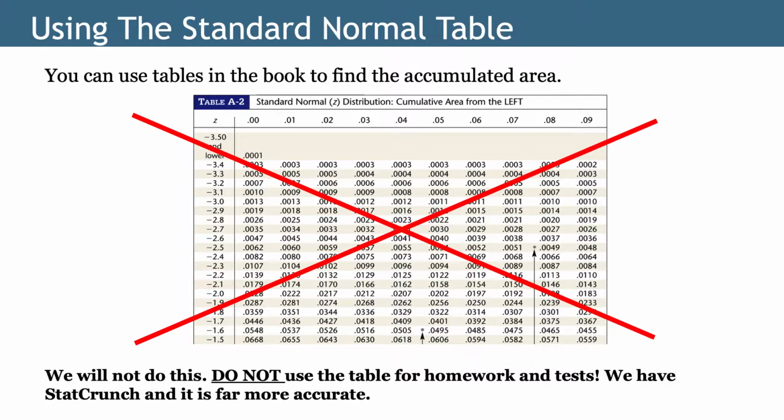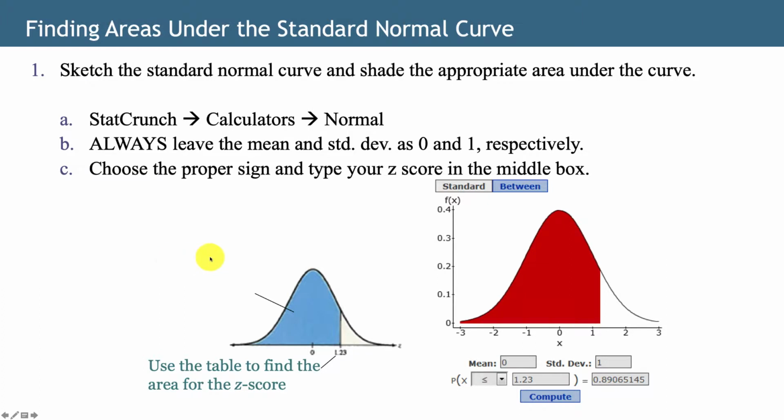But we have software that does this stuff now. So what's in this table can be spit out using software and done more accurately with software. So we should be using the software. So we should use StatCrunch. It's better, it's more accurate. So if the homework says use a table or whatever, at least from my perspective, do not use the table. Use StatCrunch.